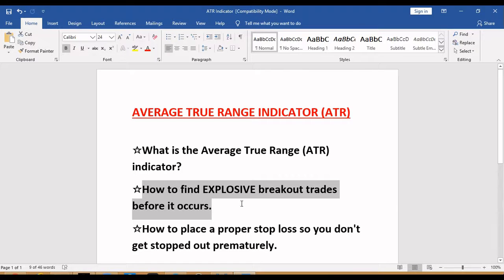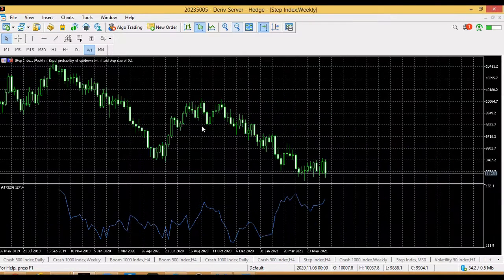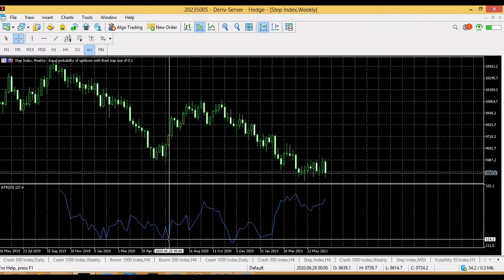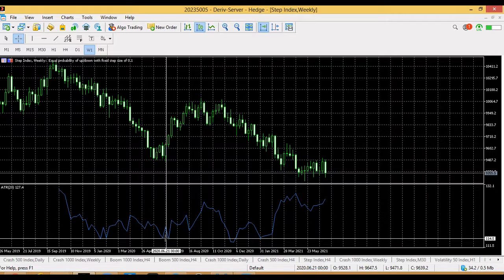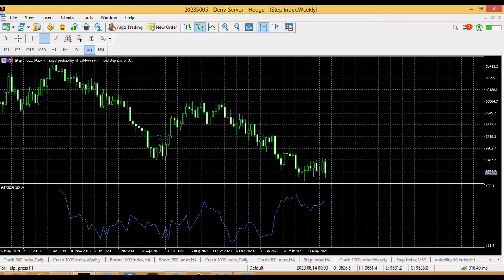So number 2, you are going to find out how you can find explosive trades. Okay, let's move on. So look at it from here. Let's reference with this low here. If you look at this market, let's check the average true range of this market at this level. It's at what? Okay, 114. And let's check how many pips this candle is.